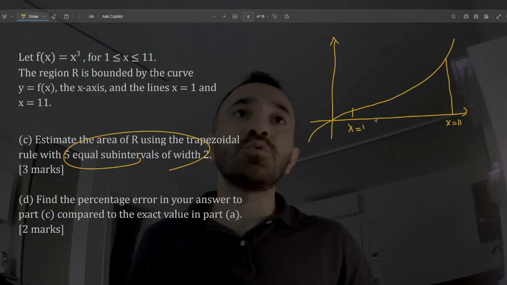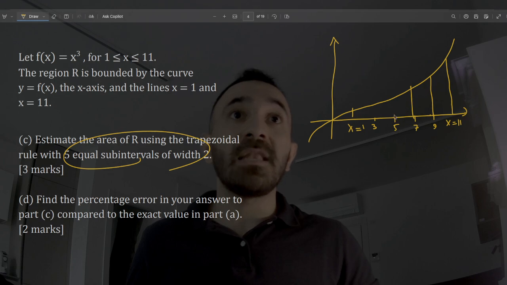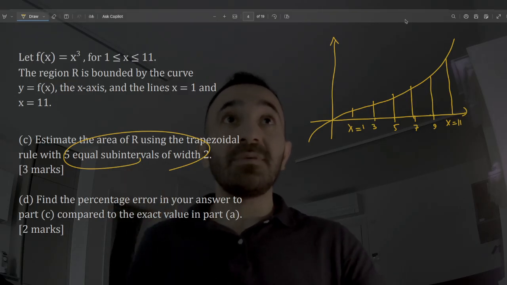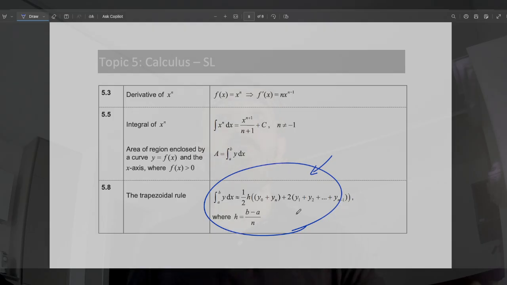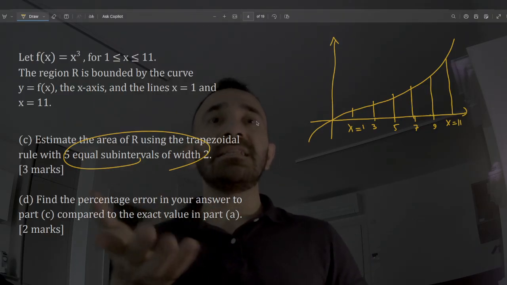So 1 plus 2, 3. 3 plus 2, 5. 5 plus 2, 7. 7 plus 2, 9. These are my subintervals right now, and they are equal to each other. They are all 2 units, all these subintervals. In this case, our job is a little easier because we have a formula in your formula booklet. I'm pretty sure many of you struggle to understand what this formula is about. Okay, we're going to practice it in this question.